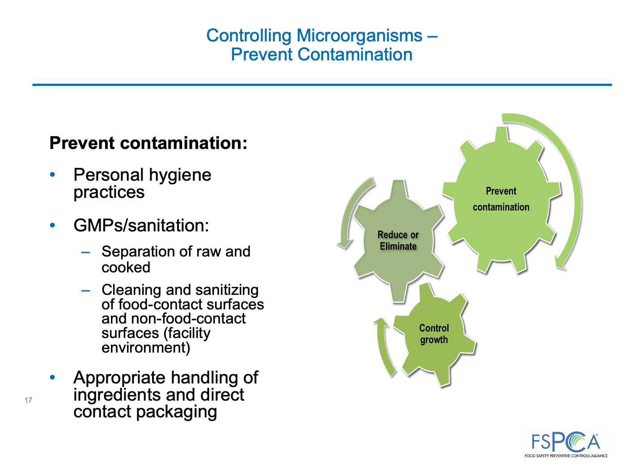Preventing cross-contamination of food can also be accomplished through effective sanitation practices. These practices would include the cleaning and sanitizing of utensils, equipment, and the facility environment to protect against cross-contamination of food, food contact surfaces, or direct food packaging materials.